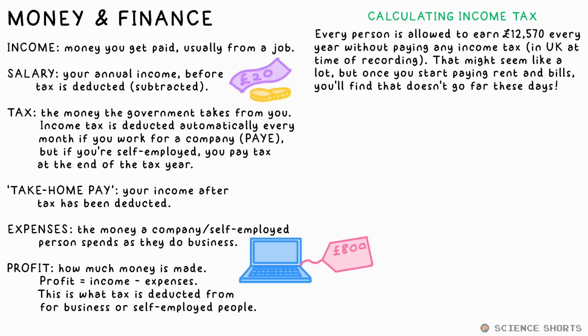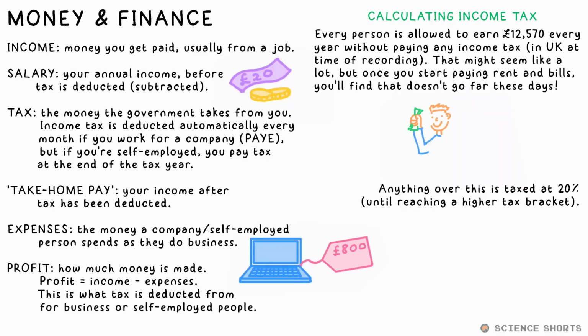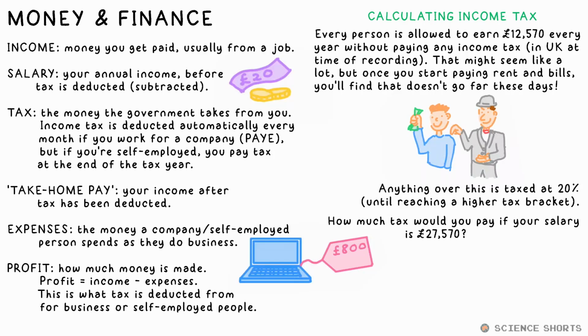The rates of all types of taxes change over time and they're different in every country. Currently in the UK, you can earn up to £12,570 without paying any income tax. This is called your personal allowance. For every pound you earn over that, you pay 20% income tax. So if your salary or yearly profit being self-employed is £27,570, that means you're earning £15,000 over that personal allowance. You have to pay 20% of this amount as tax.